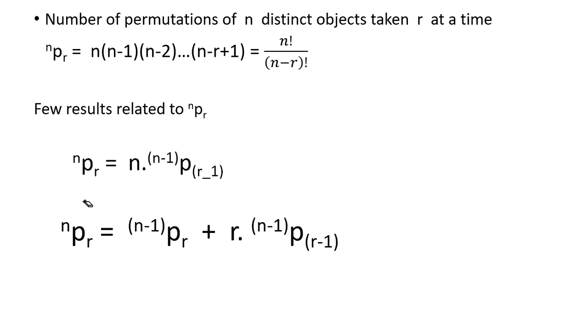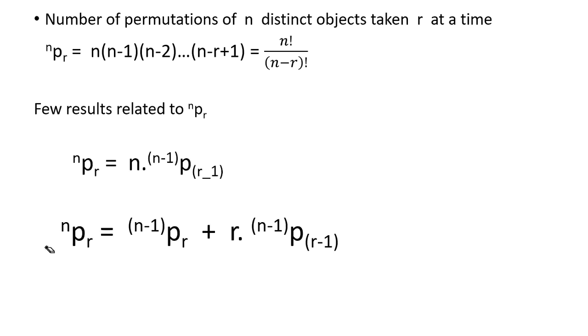And then we have discussed a few theorems related to nPr. The first theorem is nPr is equal to n times (n minus 1)P(r minus 1). And the second theorem is nPr is equal to (n minus 1)Pr plus r times (n minus 1)P(r minus 1). Here r times (n minus 1)P(r minus 1) stands for the number of permutations of n distinct objects taken r at a time, which always contain a particular object. And (n minus 1)Pr stands for the number of permutations of n distinct objects taken r at a time which do not contain a particular element. And nPr stands for the number of permutations of n distinct objects taken r at a time.